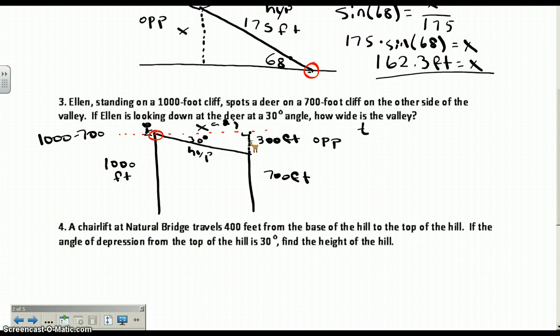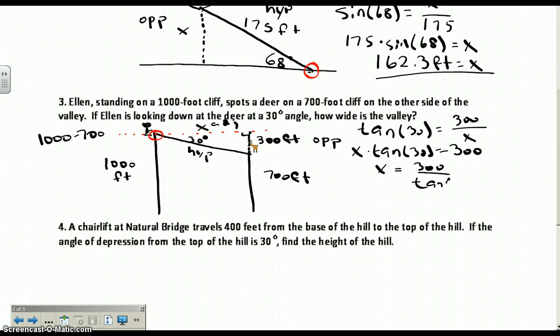Opposite over adjacent, we need to use tangent. So tangent of 30 equals opposite, which is 300, divided by x, which is adjacent. Multiply both sides by x, so I get x times tangent of 30 equals 300, and then divide by tangent of 30. Plug that in your calculator, and you should get 519.6 feet. So the valley is 519.6 feet wide. Okay, we got 2 more.